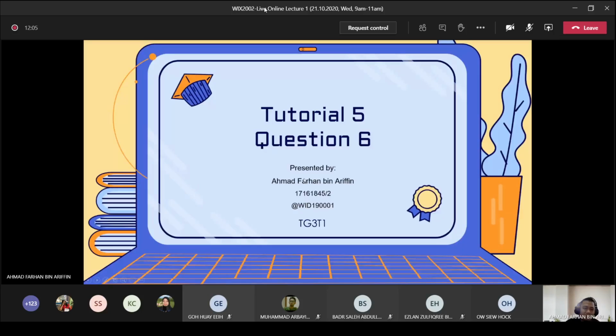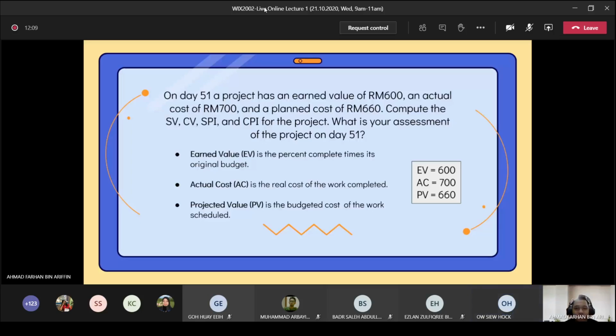The question is: on day 51, a project has an earned value of 600 ringgit, an actual cost of 700 ringgit, and a planned cost of 660 ringgit. Compute the SV, CV, SPI, and CPI for the project. What is your assessment of the project on day 51?